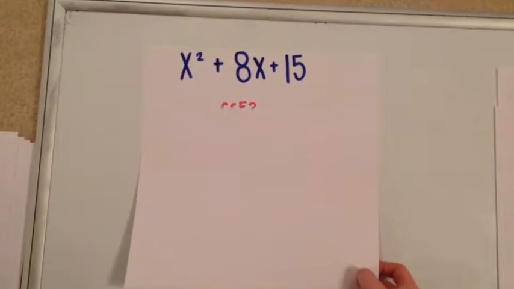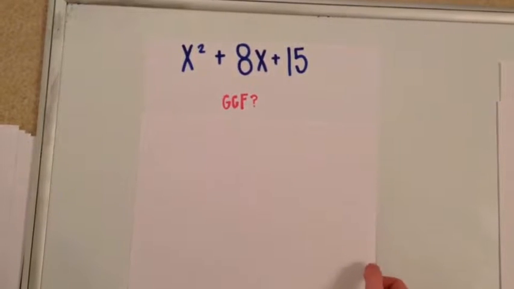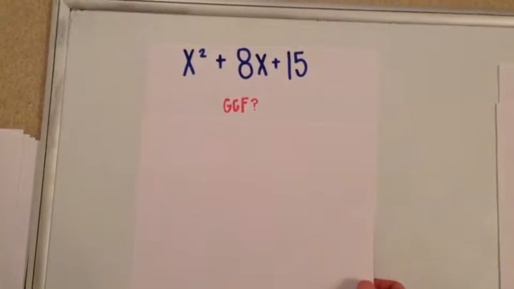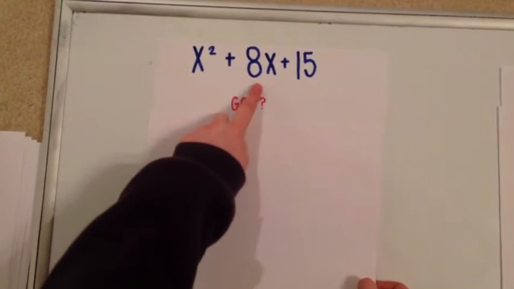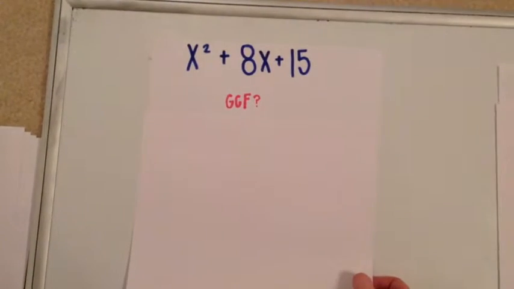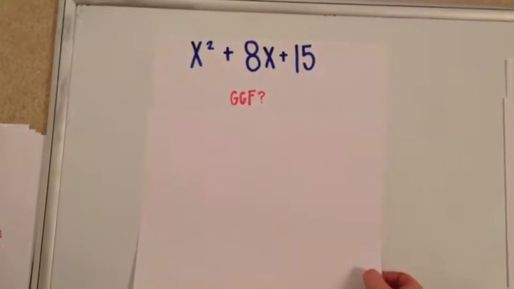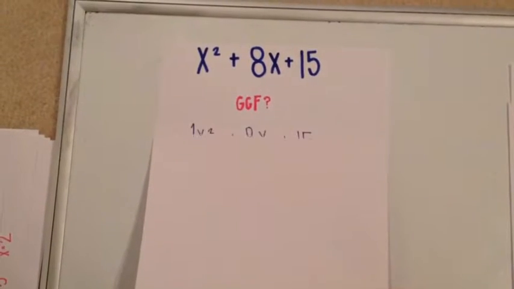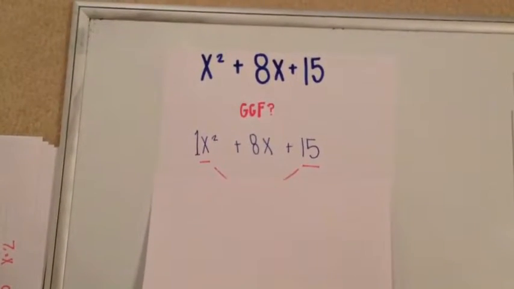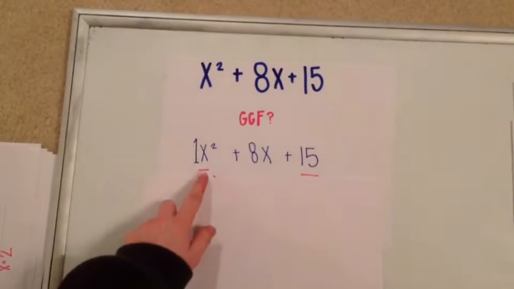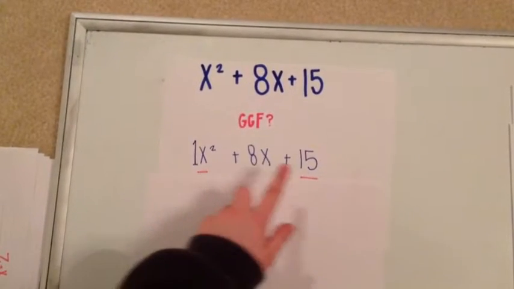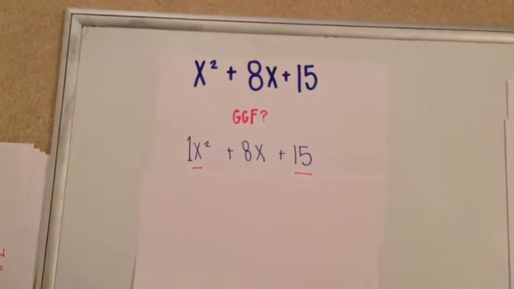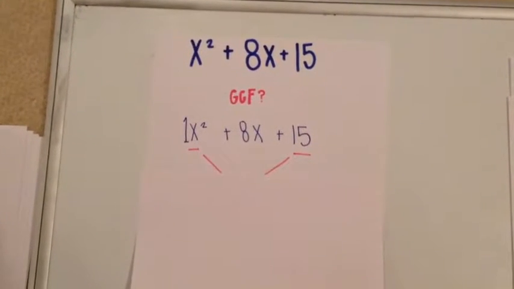So we begin by looking at the first step, which is: is there a GCF? And by looking at this problem, you can see that there isn't a certain number that you can take out of all of them. So there is no GCF. So you begin by asking the next question. What is the first term times the second term, that when you multiply them together, you get 15?